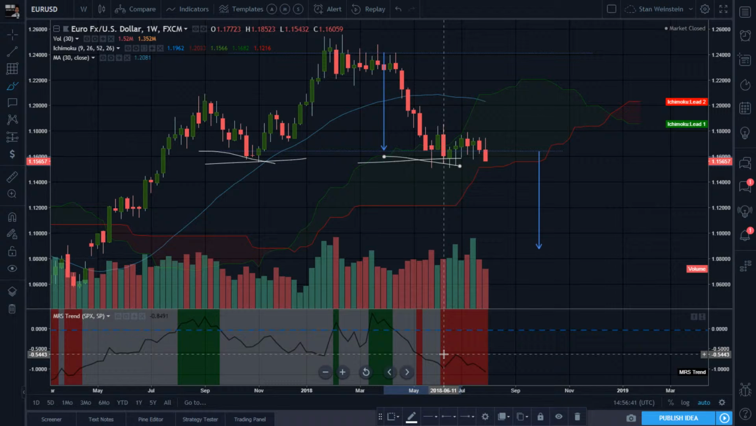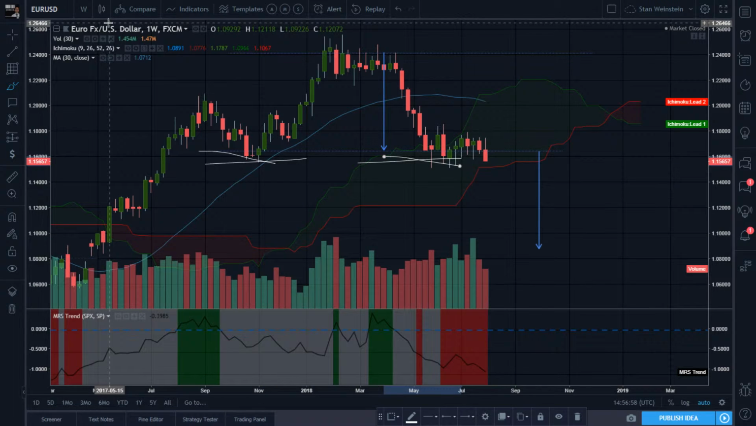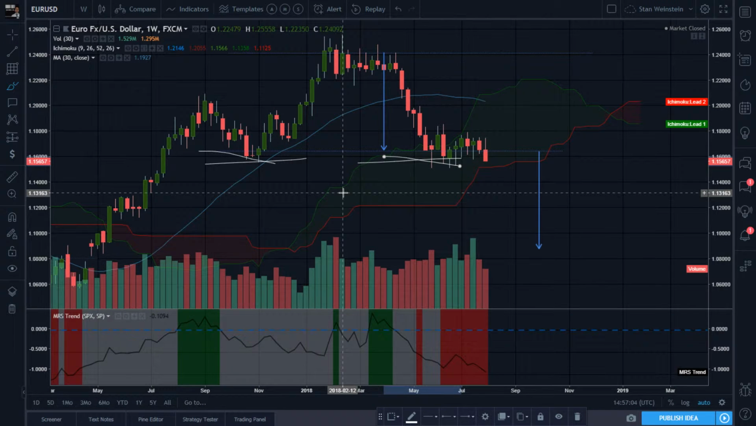The 30 MA is angling downwards, and we're underperforming the SPX. I'm going to maybe have to refine this. Right now, I'm comparing to the SPX. Maybe I should be comparing it to the euro futures, or the basket of euros against all the other currencies, and see how it's underperforming versus the US dollar. Compare it with its peers.